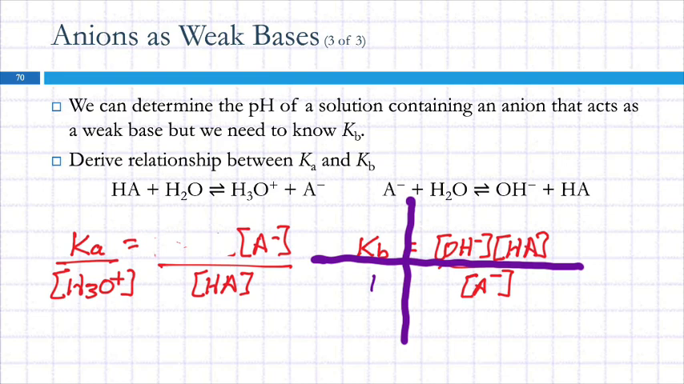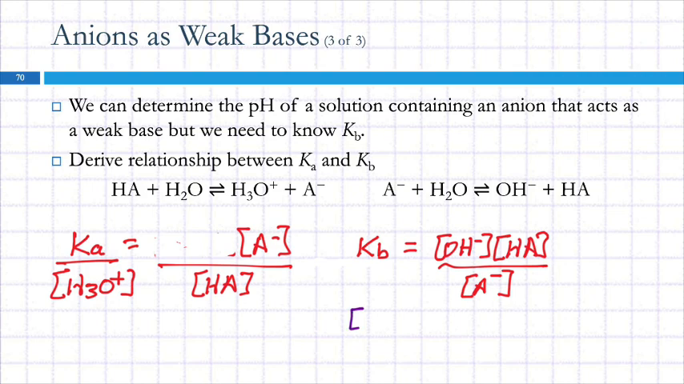So that's what I'm going to do. I'm going to put A minus on the top over there, and HA on the bottom, and that's going to be equal to the hydroxide ion concentration divided by Kb. And if you want me to prove that to you later, I'd be happy to.